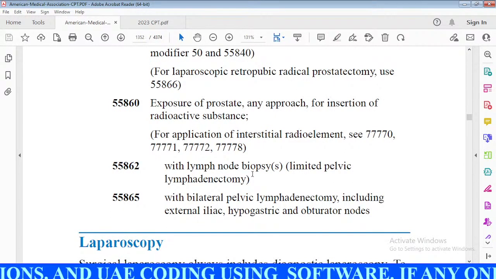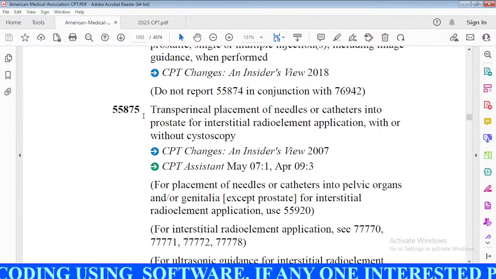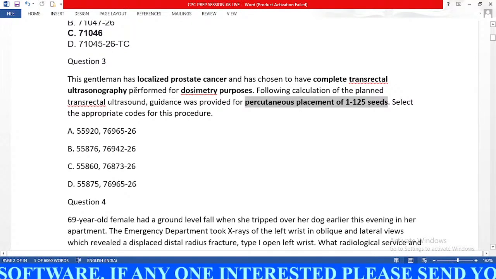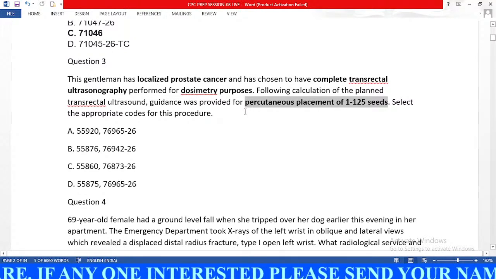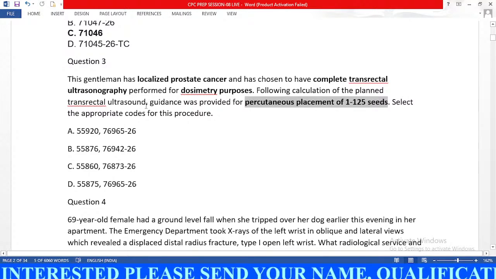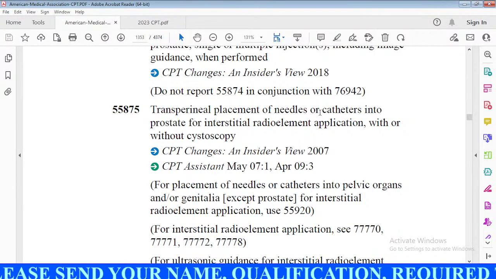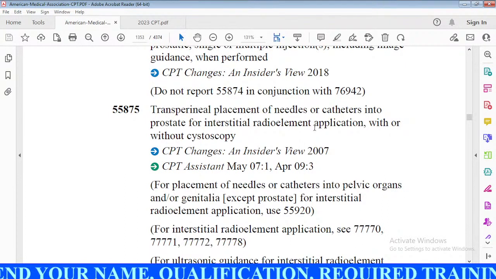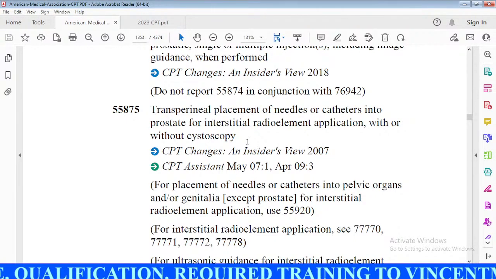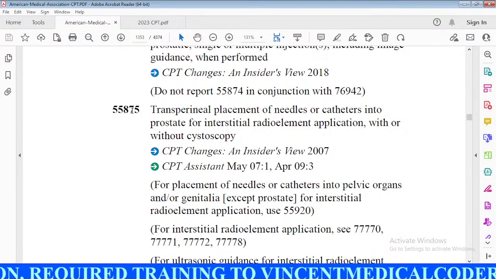So remaining we have 55875. Here if you check 55875, our question also has localized prostate cancer, complete transrectal ultrasound performed, dosimetry process. Here, you see percutaneous placement of I-125 seeds, planned transrectal ultrasound. If you check this one, transperineal placement of needles or catheter into prostate for interstitial radio element application with or without cystoscopy. With or without means if the physician uses cystoscopy, we can code the same code. If the physician does not use cystoscopy also, we can code only 55875.